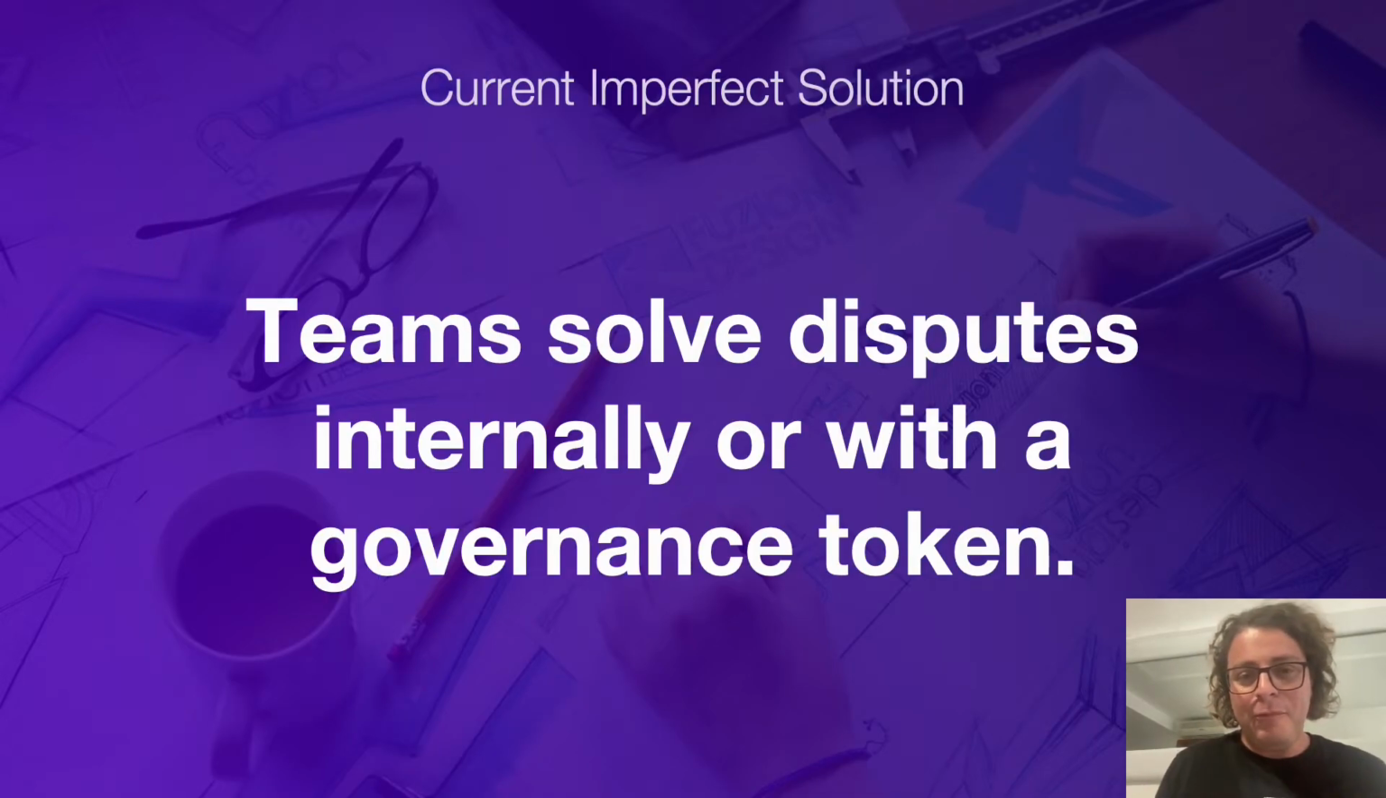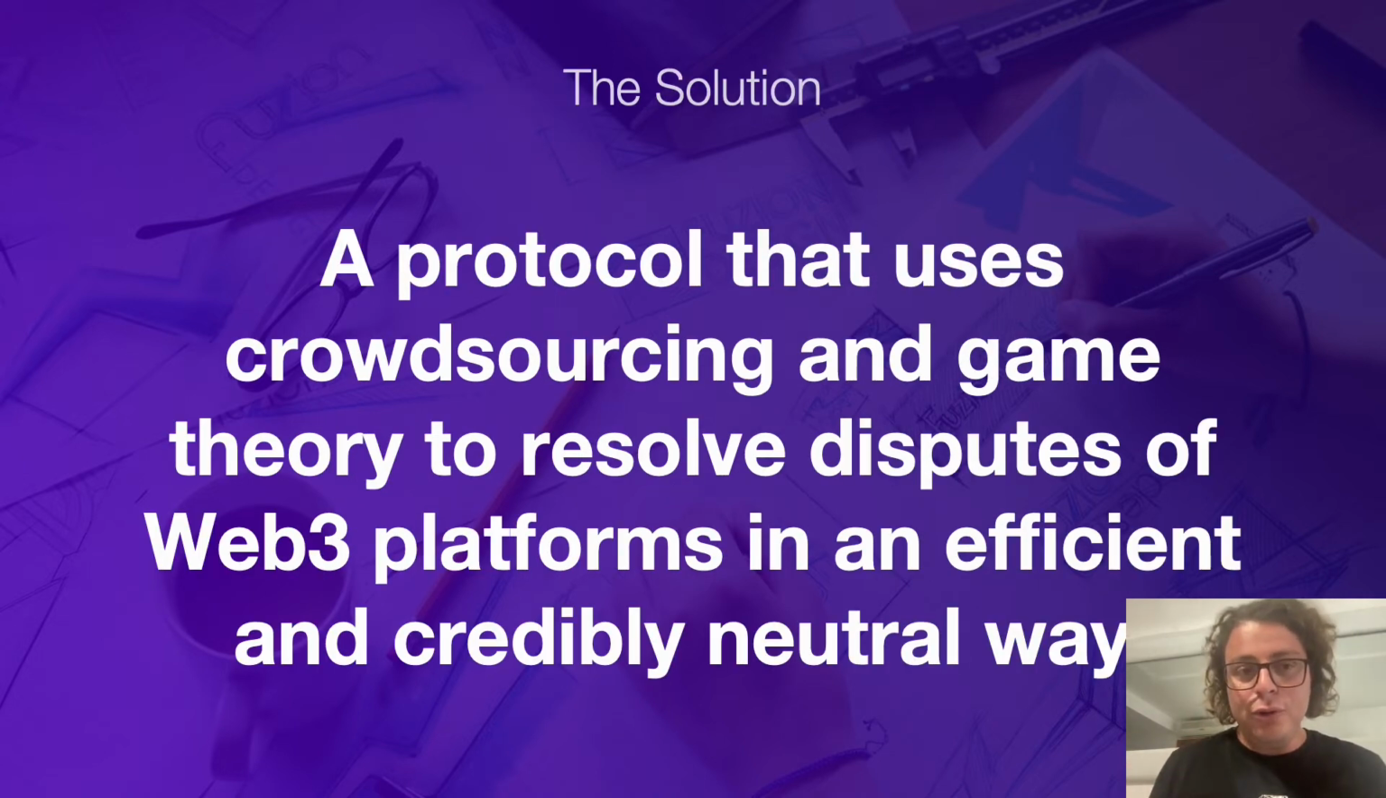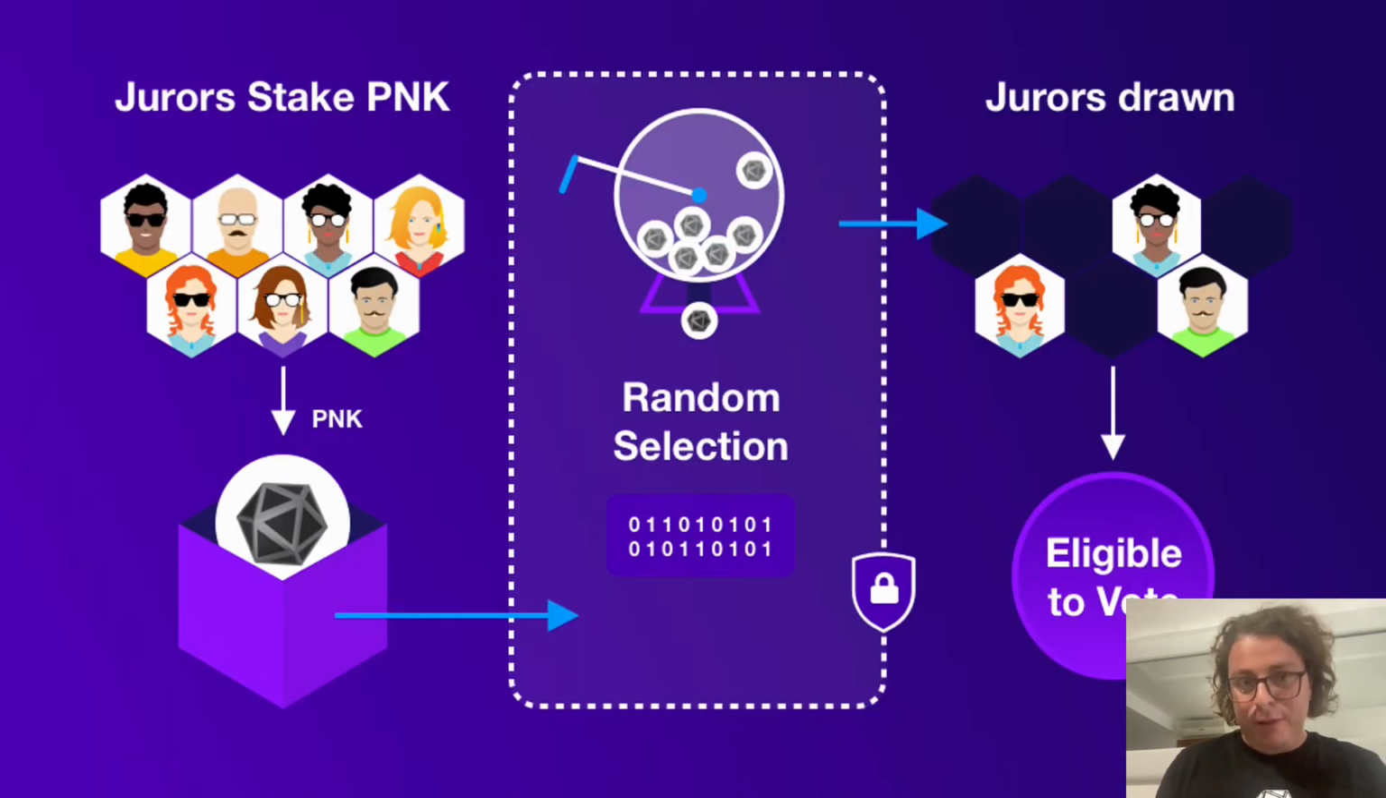In the case of dispute solution in Web3, teams or communities solve the disputes internally or with a governance token, which is not a very scalable process, or it's not very transparent. So the solution that Kleros proposes here is a protocol that is going to use crowdsourcing and game theory to resolve disputes of Web3 platforms in an efficient and credibly neutral way, right? For this, what we develop at Kleros is a decentralized mechanism which coordinates the actions of users to resolve the disputes that are sent to the platform.